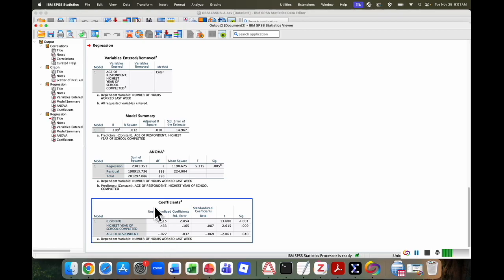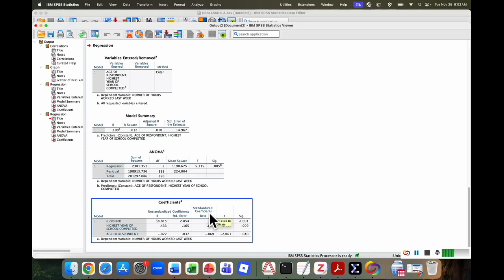With the unstandardized coefficient, what this means is that for every 1 unit increase in the age of the respondent, so going from age 33 to 34, there is a 0.077 hour decrease in the number of hours worked. So basically, as you get older, you work a little bit less every year. Now, it looks like there's quite a big difference in the size of the effect, but that is if you only look at these unstandardized coefficients, the unstandardized beta.